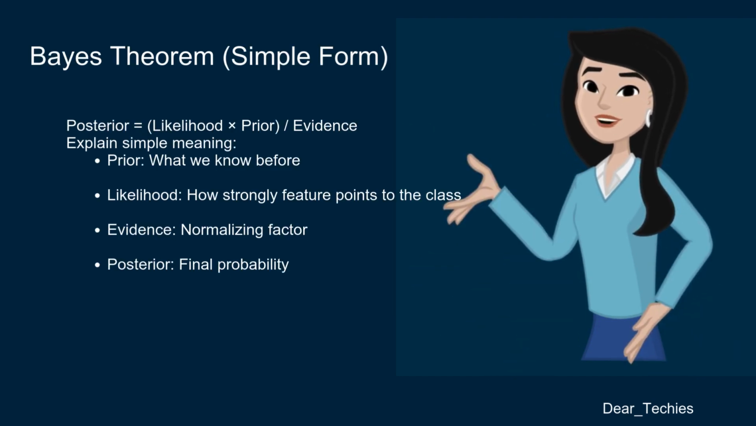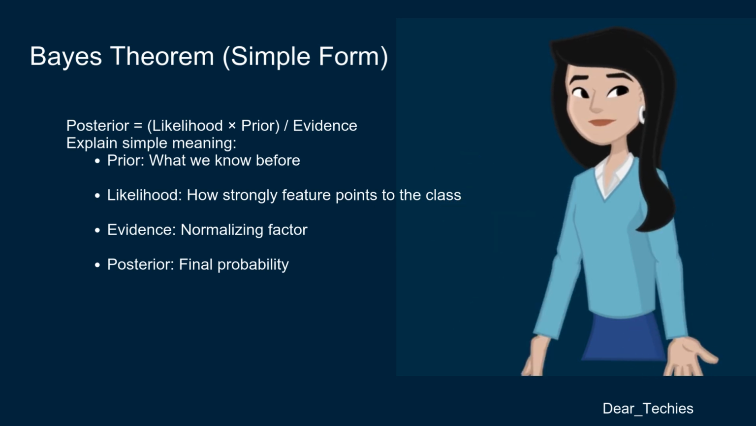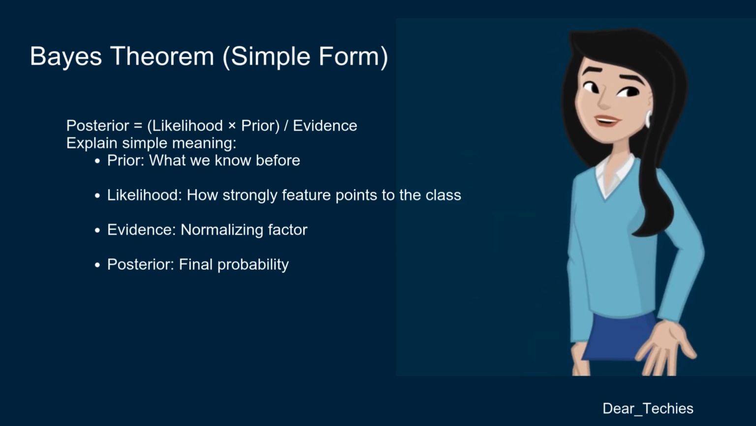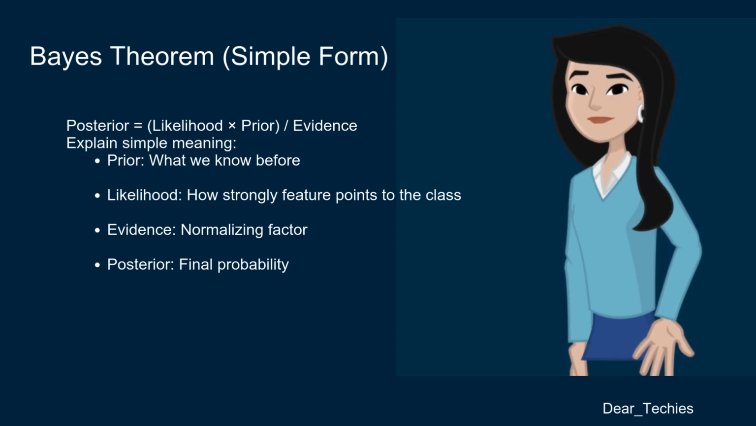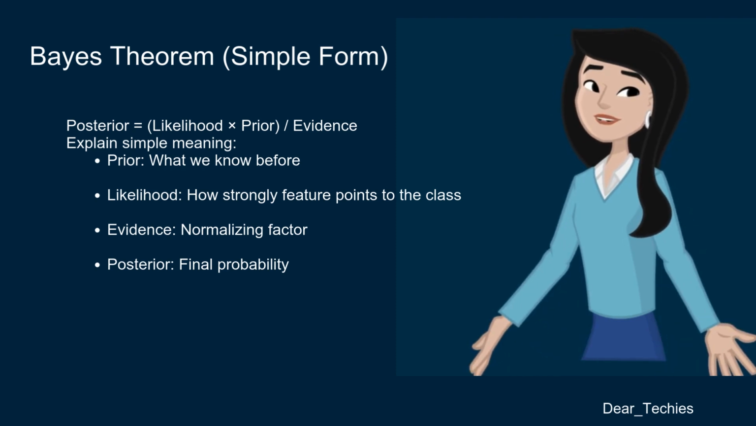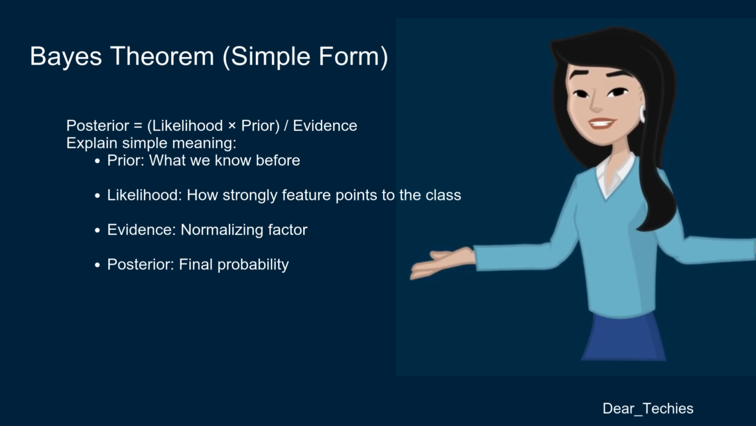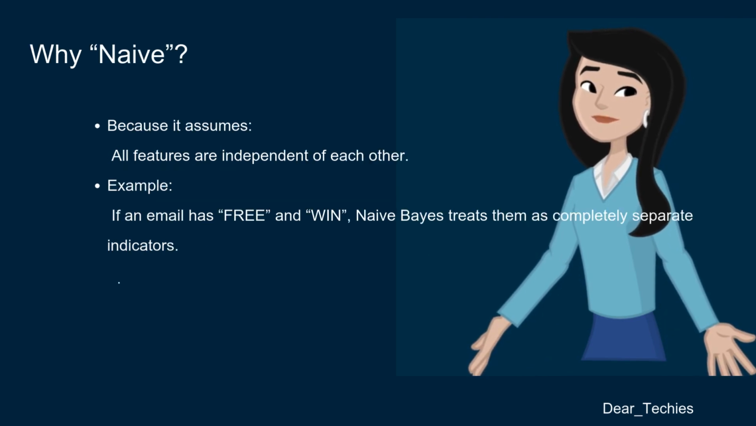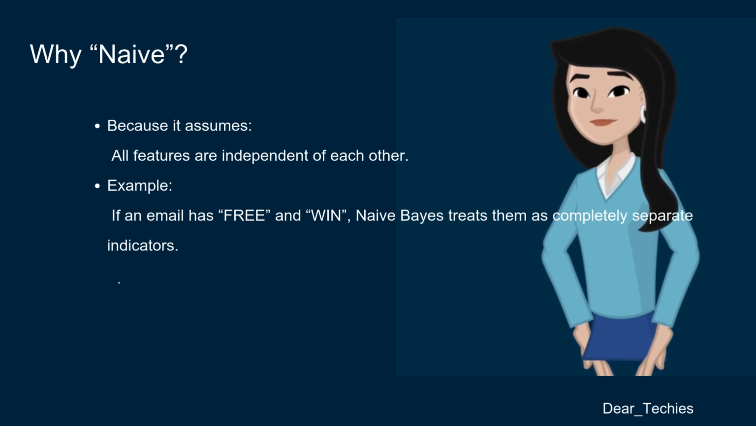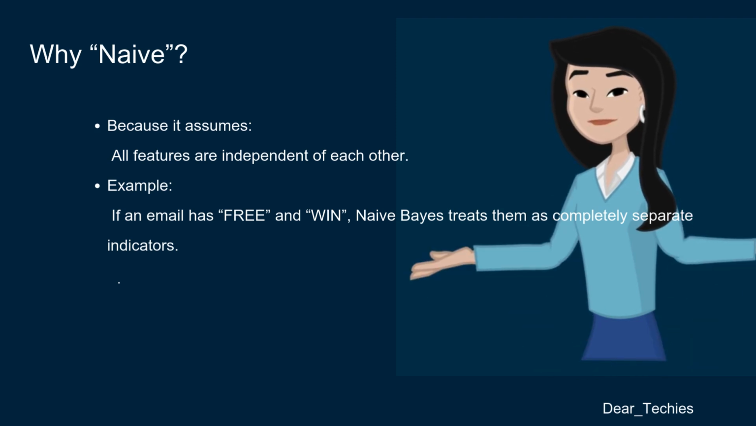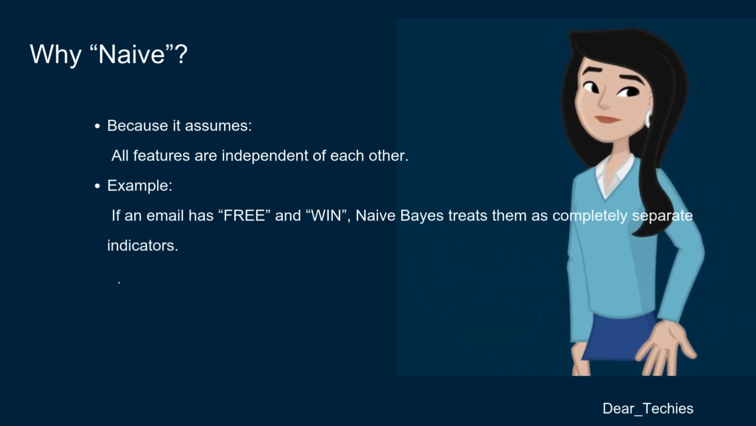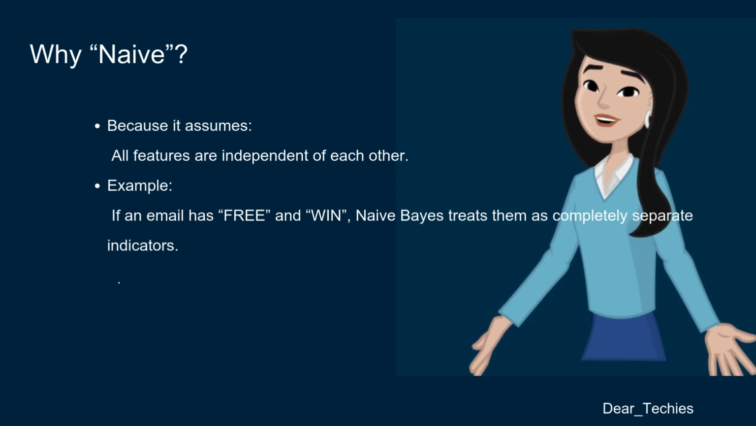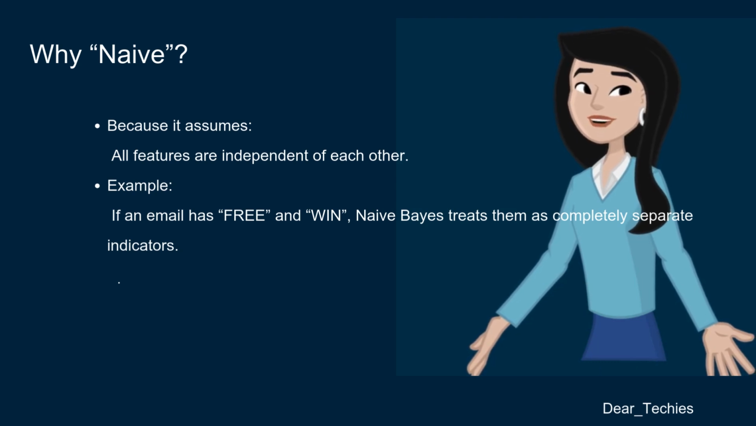Bayes' theorem looks mathematical, but the idea is simple. Prior means what we already know. Likelihood means how strongly the features support the class. Posterior is the final probability after combining both. Naive Bayes repeats this for all classes. The algorithm is called naive because it assumes every feature is independent. In the real world, features often depend on each other, but surprisingly, naive Bayes still performs extremely well in many cases.